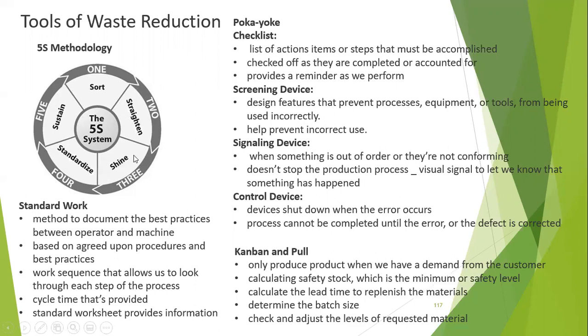And shine is clean, keeping your workplace clean. And standardize: all the processes need to be standardized and go based on that. That's why we maintain an SOP and other processes. Sustain: whatever we expect to standardize needs to be maintained. This is the 5S methodology, and we already covered one class completely on that. And in lean, 5S is one part, and the second is standard work.